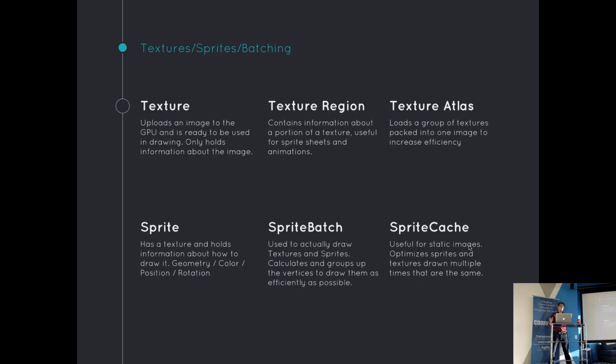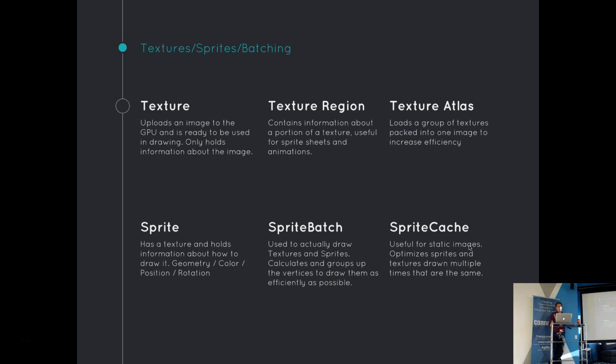So you can have a bunch of images on one giant texture. This optimizes rendering, so you don't have to keep switching textures, and you can send one batch of vertices to the graphics card. Then there's the sprite, which holds a texture or a texture region. This holds all the information about the image you're drawing, like the color, position, rotation, the geometry, and you use this mostly for the positioning of stuff and actual drawing.